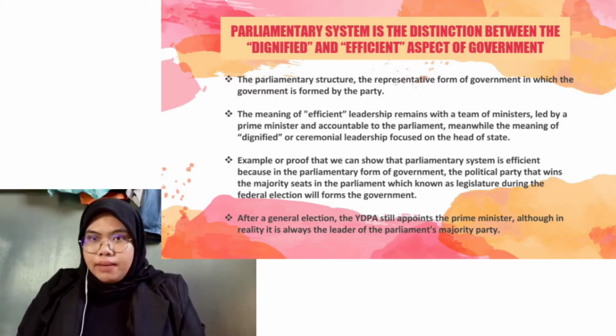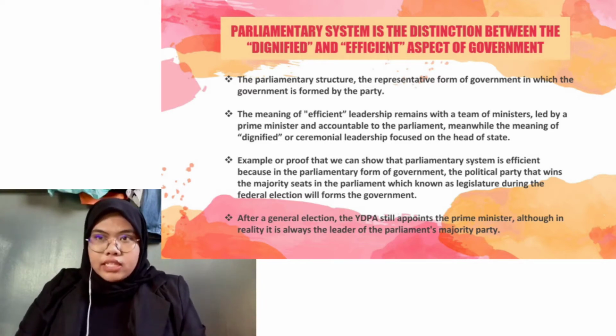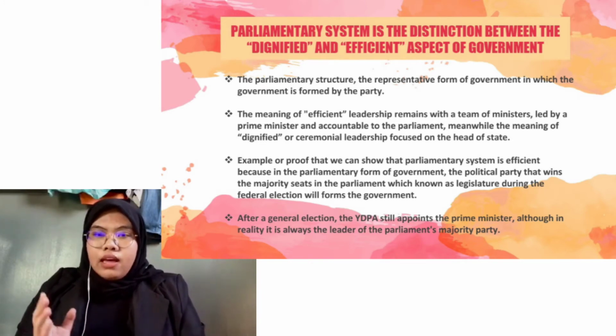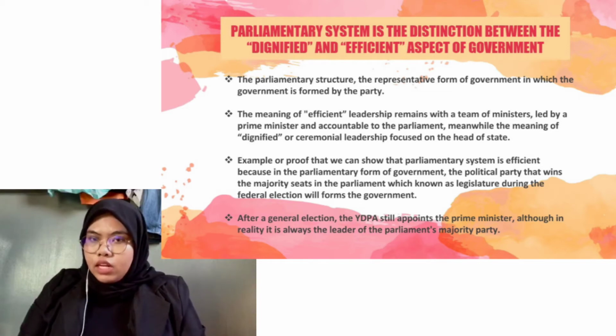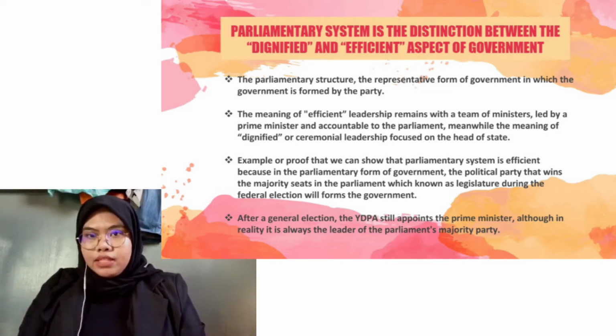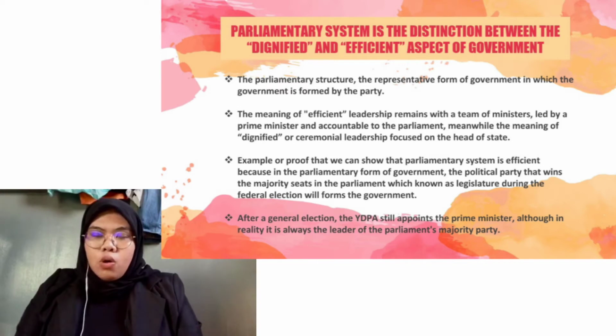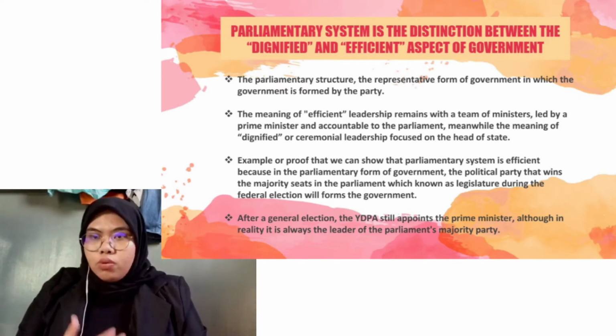As an example, in Malaysia, the head of state is the monarch, the YDPA, having power to appoint the prime minister. Meanwhile, in Australia, Canada, New Zealand, and several Commonwealth countries, the head of state is the Governor General acting in the Queen's name. This shows how dignified the parliamentary system is. After a general election, the YDPA still appoints the Prime Minister, although in reality, it is always the leader of the Parliament's majority party.